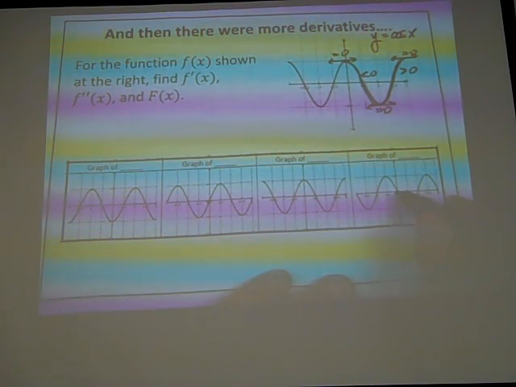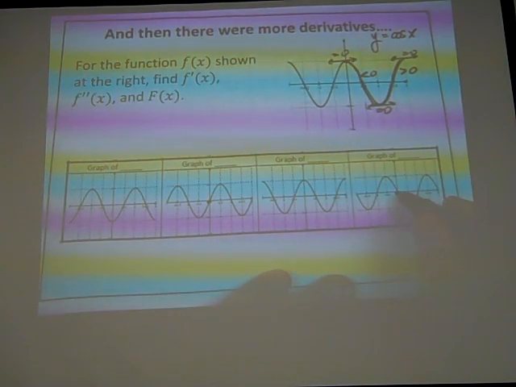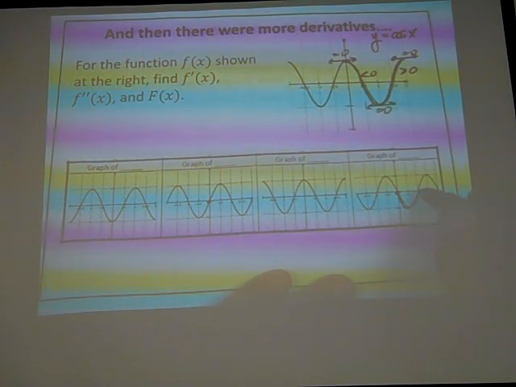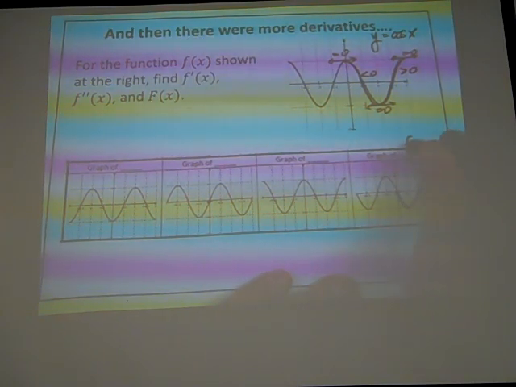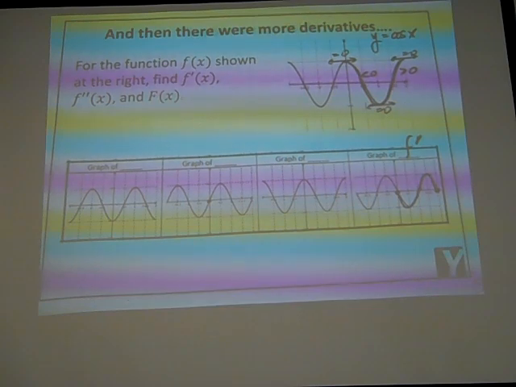When x equals 0, the derivative is 0. Then this is negative. It's equal to 0. It's positive. It's equal to 0. I'm pretty convinced that's f prime.